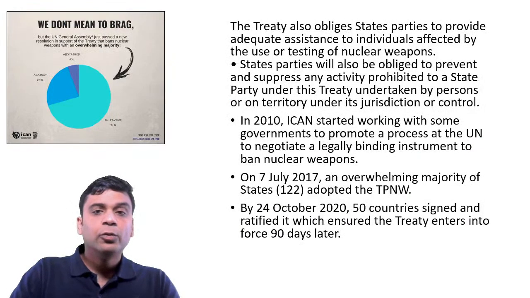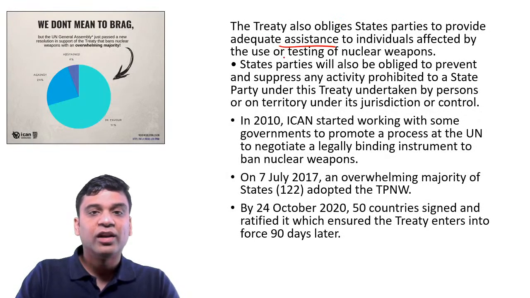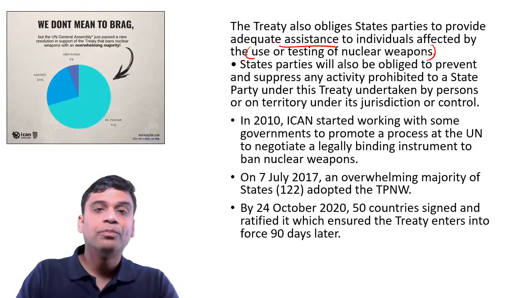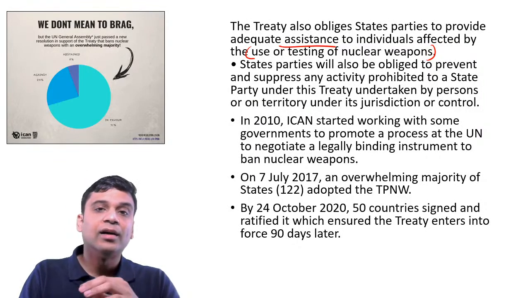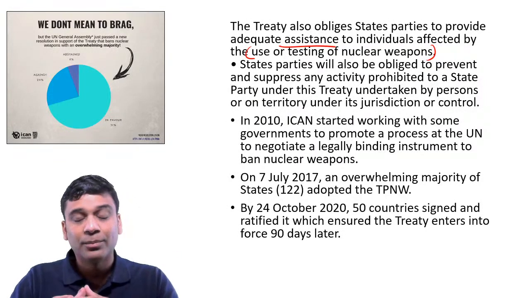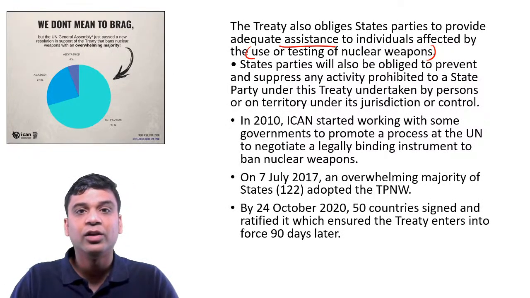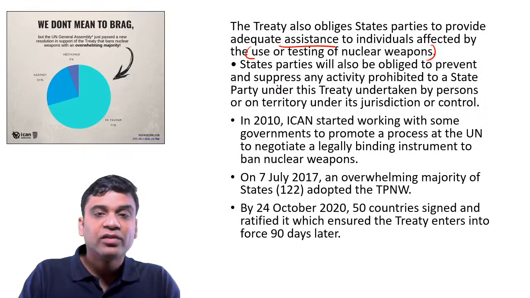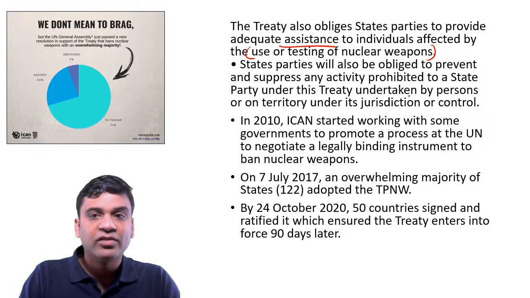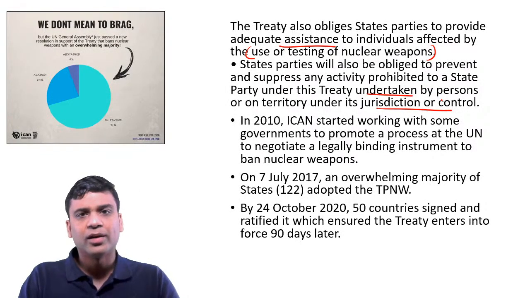So what does this treaty do? It obliges the state to provide adequate assistance to individuals who are affected by use and testing. So a state is there, say maybe Iceland or Greenland. They are not part of the nuclear weapon states. But imagine they are affected by this nuclear weapon, then the treaty obliges the state to give assistance also. And it prevents or suppresses any activity prohibited by the treaty. General rules are there.